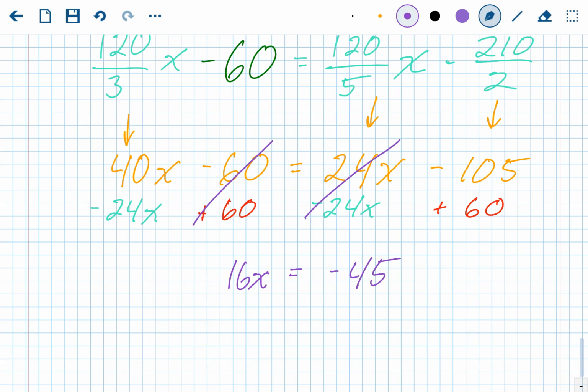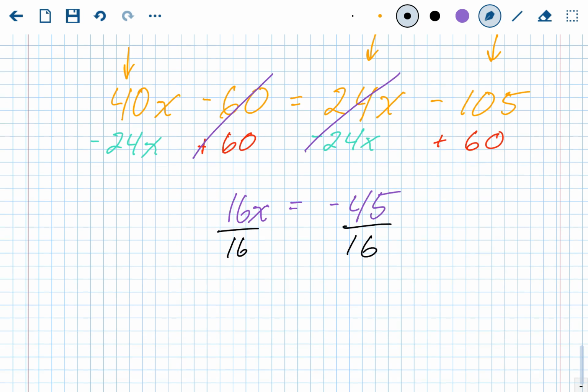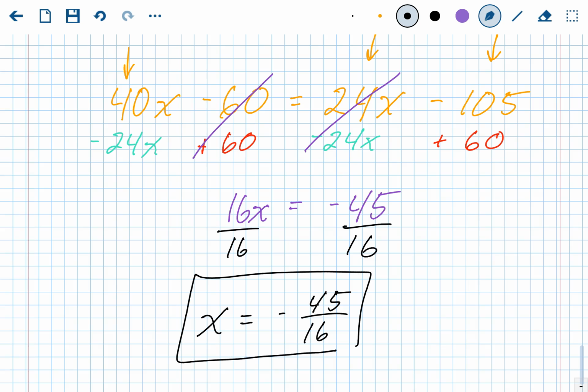And now it's just a one-step equation. Divide by 16. And that is just going to be our answer. x equals negative 45 over 16. Okay. You should check if you could simplify it. This one you can't simplify that fraction, but always check to make sure it's in simplest form, and that's your answer. So that's clearing fractions.